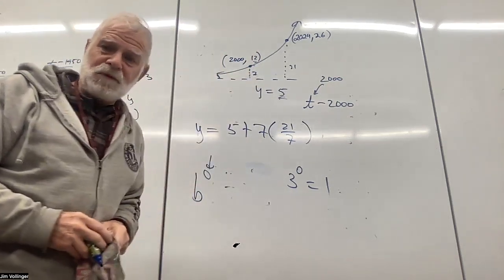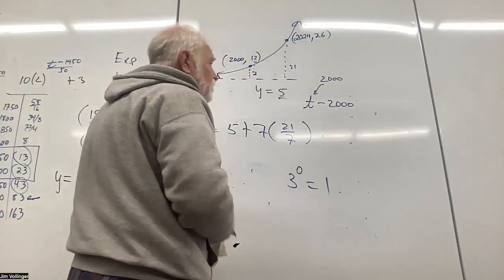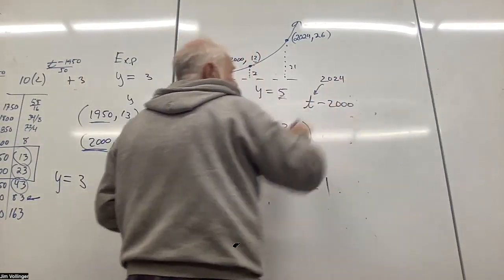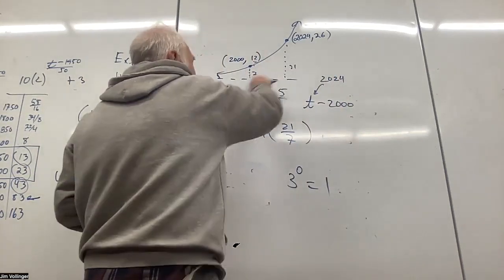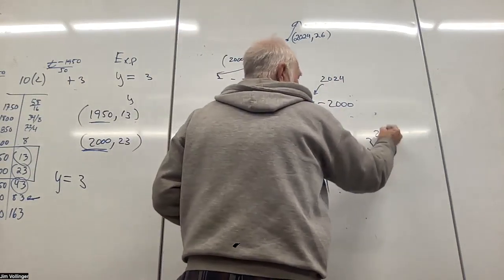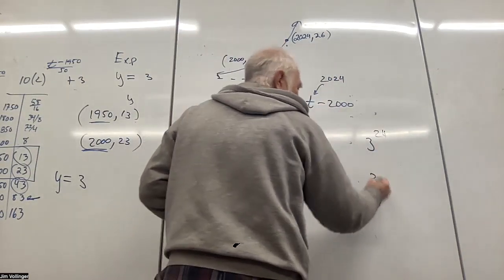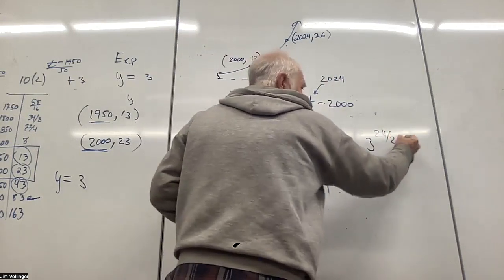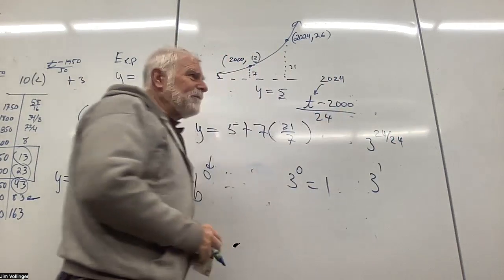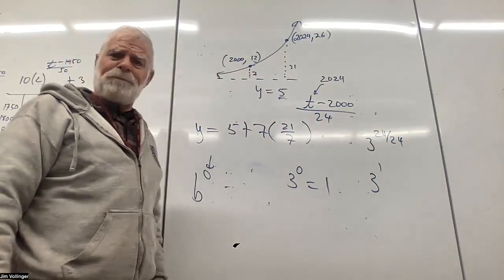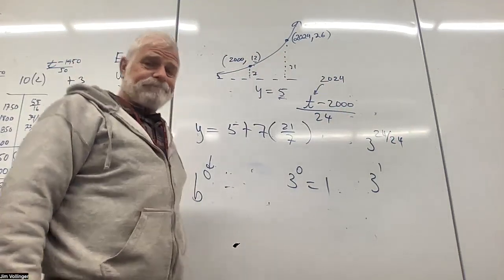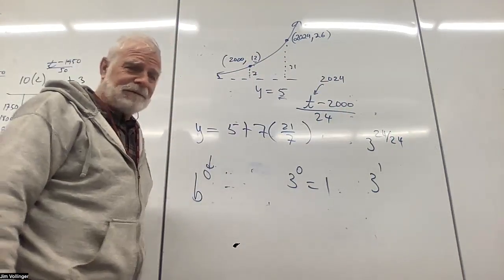I just made the number 2000 give me the number 12. Now, if I throw 2024 in there, 2024 minus 2000 is 24, but I want that to equal 3 to the 1. Dividing by 24 gets that job done. So every 24 years, our sheep population is tripling. This is really good. Nice to see those little guys running around.